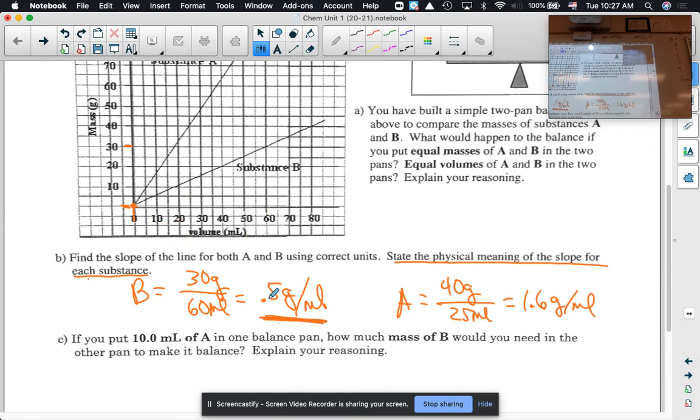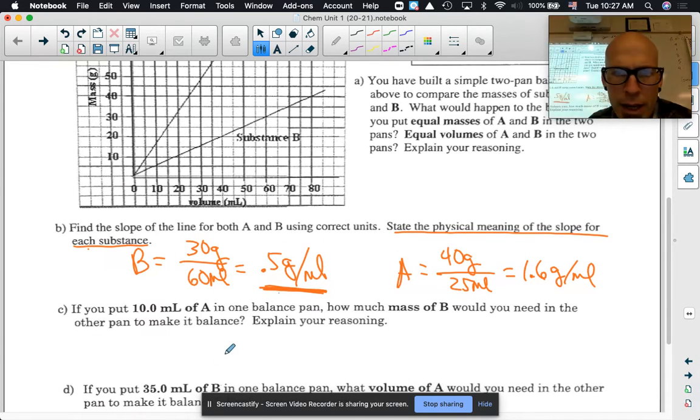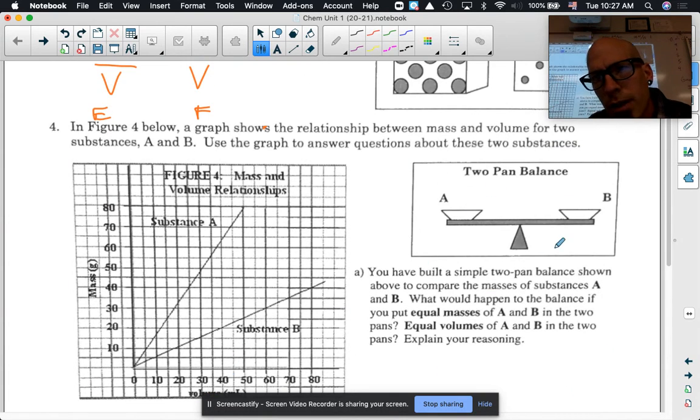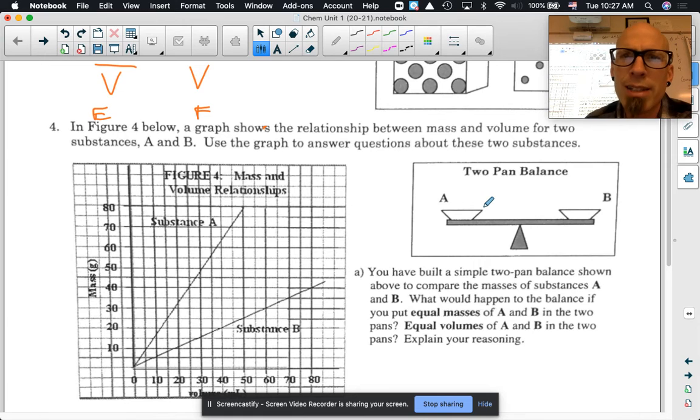I'm going to get rid of this stuff just so it's cleaner on the graph. Now, they ask, if you put 10 mLs of A in one balanced pan, how much mass of B would you need in the other pan to make it balance? Now, folks, what does a balance compare? When you're looking at this two-pan balance, what kind of measurement does it compare? Does it compare the volumes, the densities, or the masses of the things? The masses. A balance compares mass.